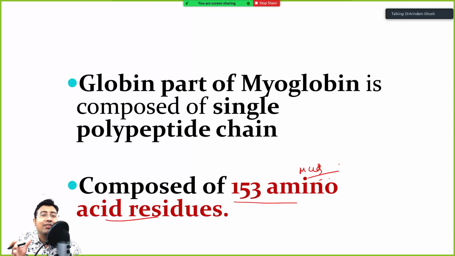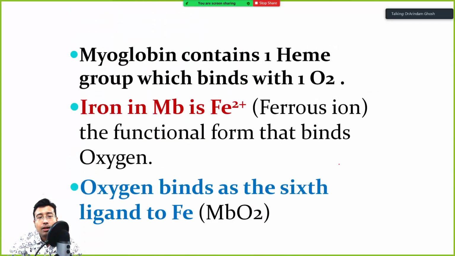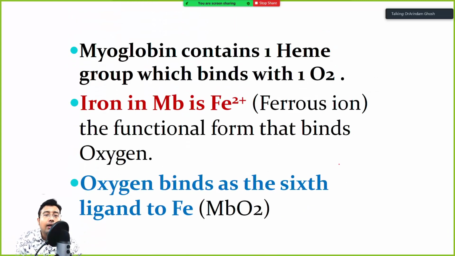These are very irritating MCQs that are often asked, and if you know, you can mark. If you don't know, you can guess. Right? So, being a single polypeptide chain, what is important is hemoglobin was binding with 4 oxygen, right? So, one oxyhemoglobin molecule had 4 oxygen.